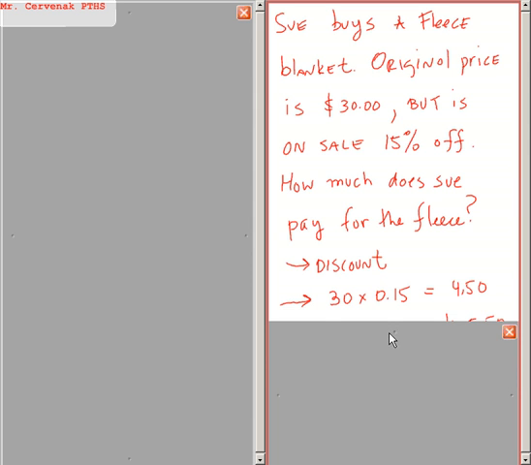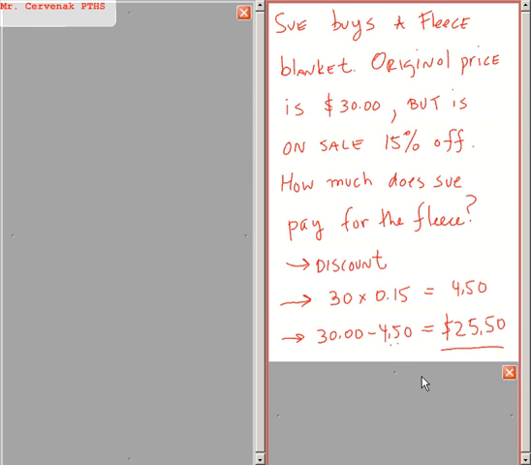So we convert 15% to 0.15, multiply it by the whole, and we see that she receives a $4.50 discount on the fleece. In order to find the price out the door, we subtract the discount and we get our final answer of $25.50.